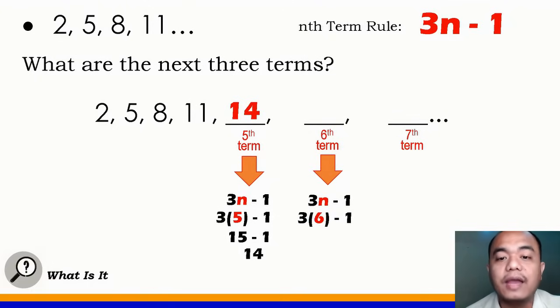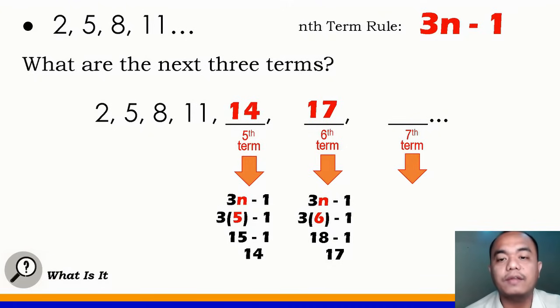So that means we have 3 times 6 minus 1. So 18, no? 18 is from 3 times 6. So 18 minus 1 equals 17. So the sixth term here is 17.